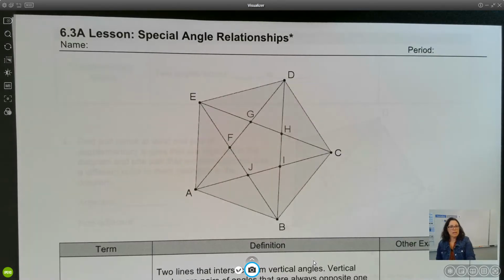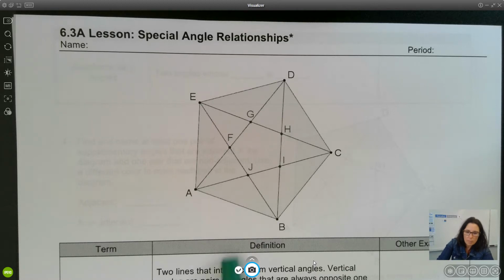Righty, 6.3a, we are starting a new section 3. Okay, a little bit different topic, building on what we've learned in the previous section. So vertical angles by definition: two lines that intersect form vertical angles. Vertical angles are pairs of angles that are always opposite one another rather than adjacent to each other and do not share a common ray.